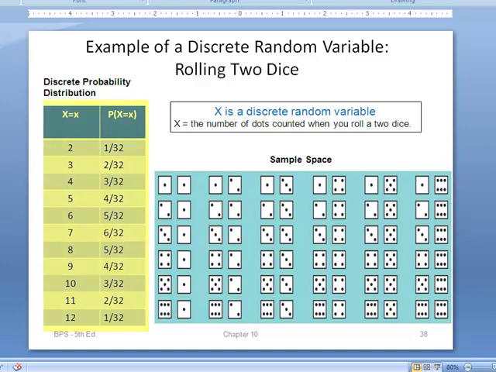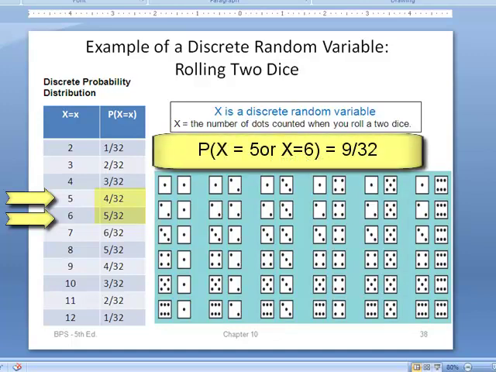So now we see the total discrete probability distribution. And we can ask questions like, what's the probability of rolling a 5 or a 6? We will just add those two probabilities together, the probability that x equals 5 plus the probability that x equals 6, and that would give us the probability 9 over 32.